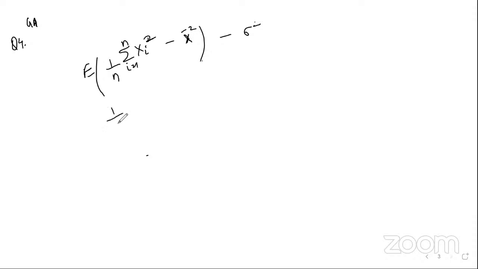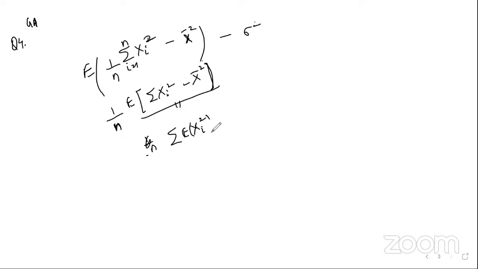So, 1 by n you can take outside, and it is just the expected value of sum over xi square minus x bar square. So this can be written as sum over expected value of xi square minus expected value of x bar square. So this will become what?